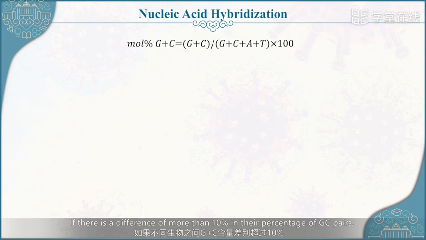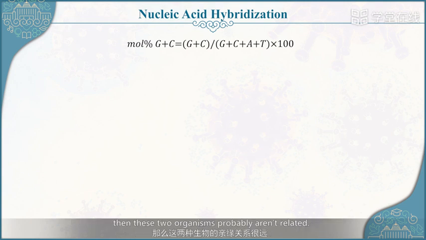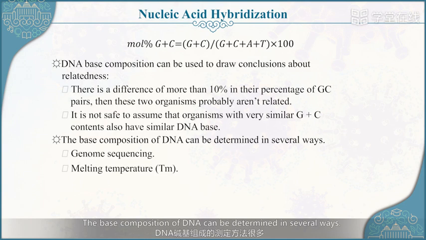If there is a differential of more than 10% in their percentage of GC pairs, then these two organisms probably aren't related. Of course, two organisms that have the same percentage of GC aren't necessarily closely related. Other supporting data are needed to draw conclusions about their phylogenetic relationship. The base composition of DNA can be determined in several ways. The most obvious is genome sequence.